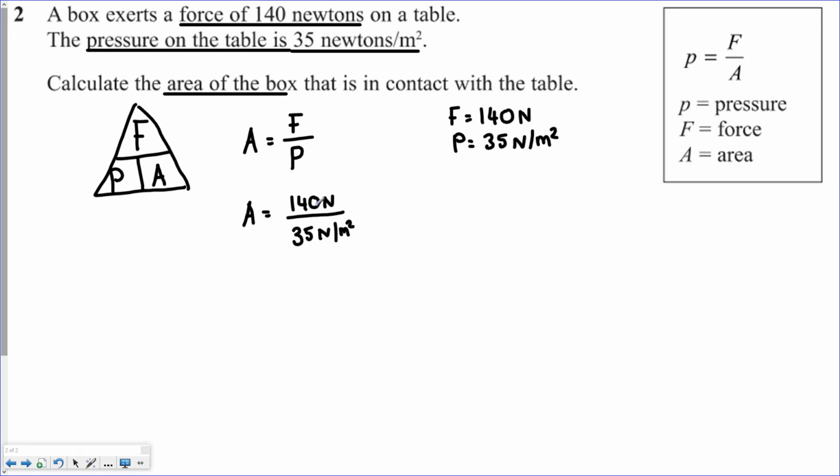So we now have to do this calculation. 140 divided by 35. There's a couple of ways you can do it. You can try and simplify the fraction, so you can divide top and bottom by 5 and then do the division, or you can just count 35, 70, 105, 140. So the answer will be 4.